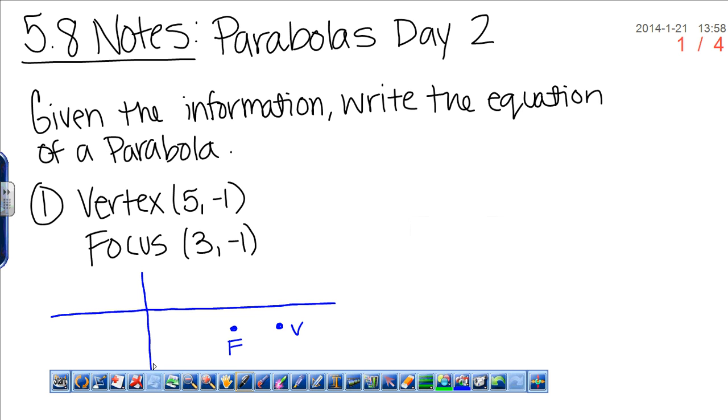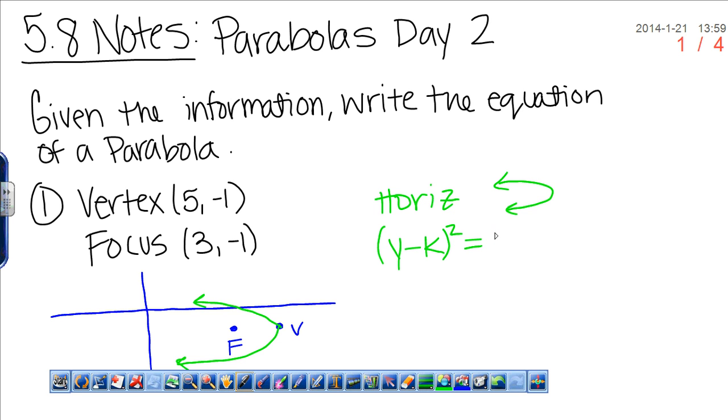I'm always going to start by plotting my information. Okay, what can we conclude about which way this parabola opens? Horizontal. It is horizontal, and it's going to have to open to the left. We know it has to open to the left because the focus has to be on the inside of your parabola. Okay, so if it's a horizontal parabola, we're going to use our equation from our formula chart for horizontal parabolas. Y minus k squared equals 4p times x minus h.